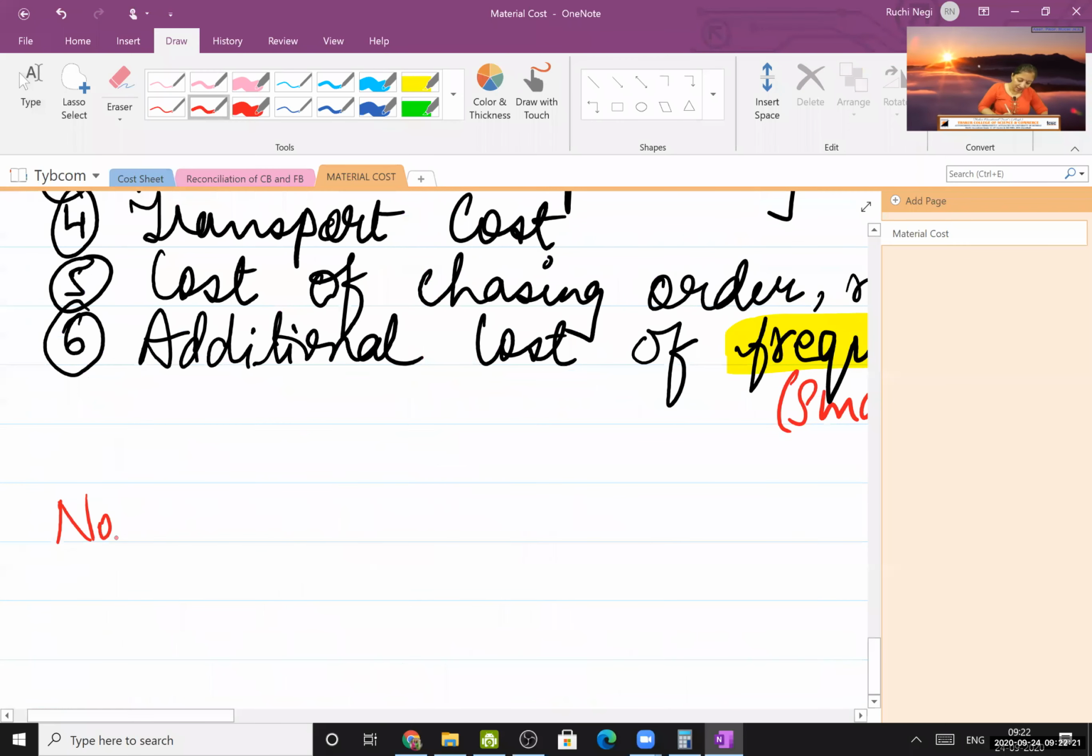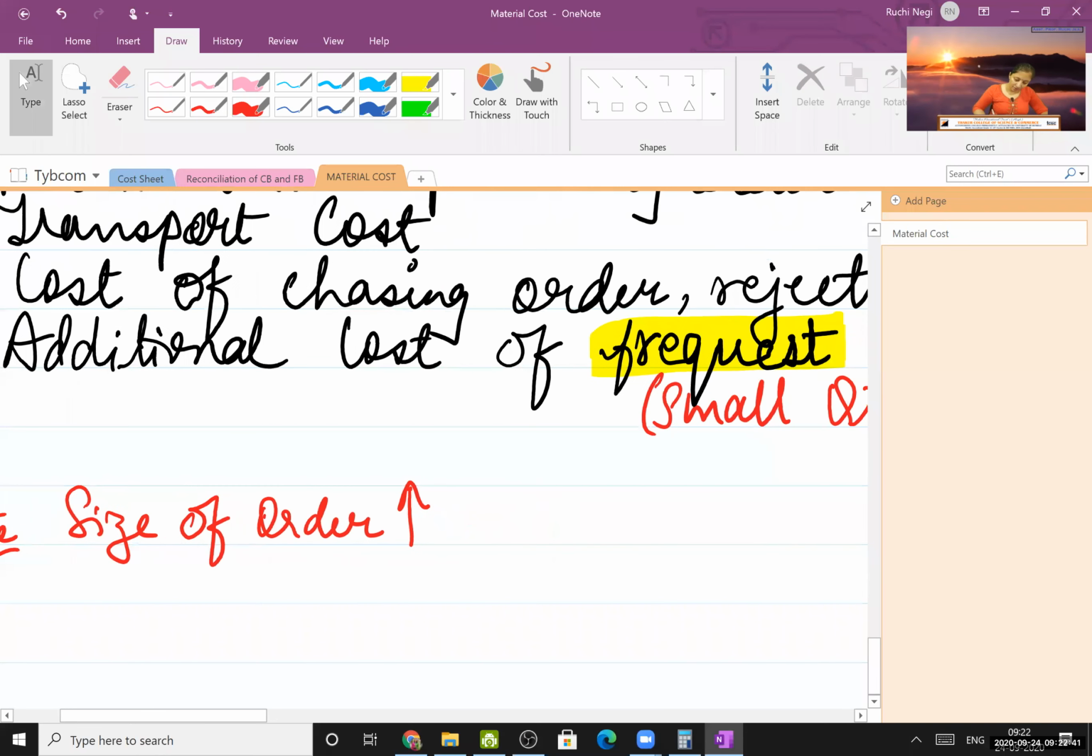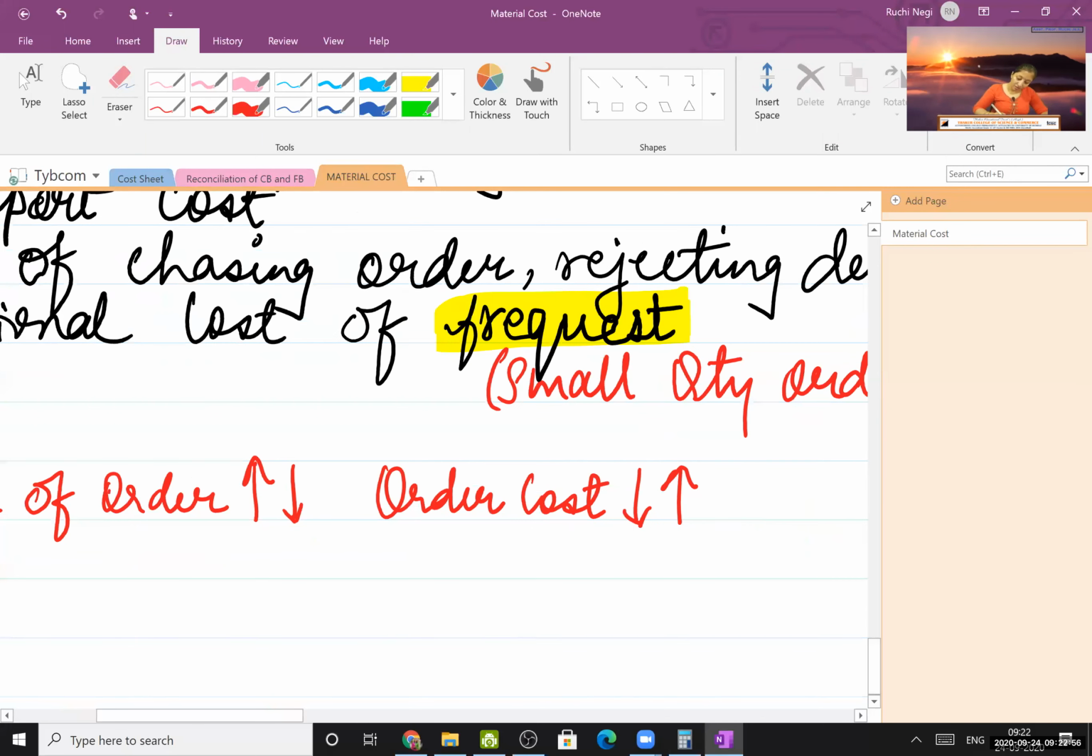And remember one thing. Okay, what? Size of order increases and order cost will decrease, and vice versa. Okay, don't forget this.